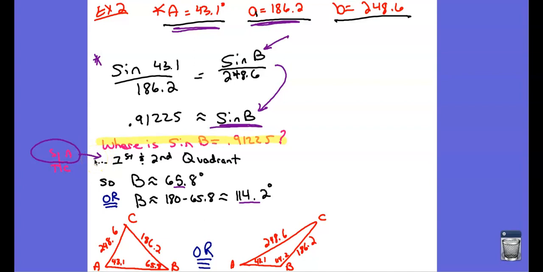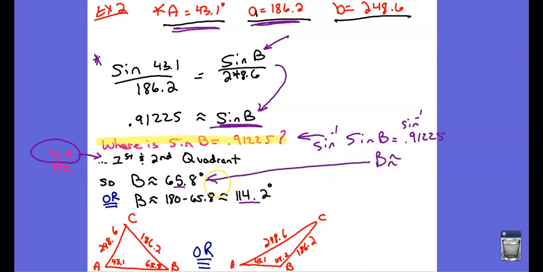So let's tackle the possible scenario of the first quadrant. To solve this, sine of B equals 0.9125, and then I'm just going to take the inverse sine of both sides. When I do that, I get B is approximately 65.8 degrees. So if this triangle is in the first quadrant, then angle B is 65.8 degrees, so the triangle would look like that.